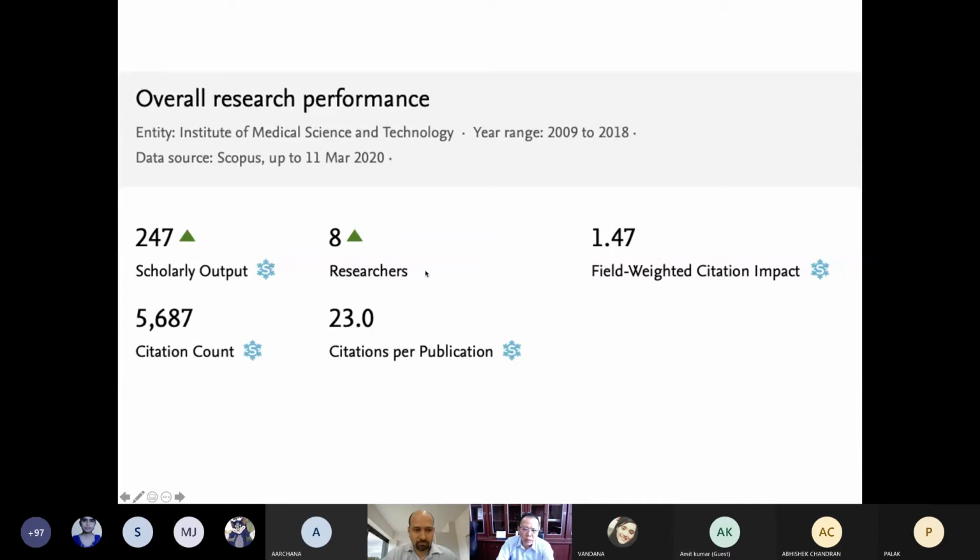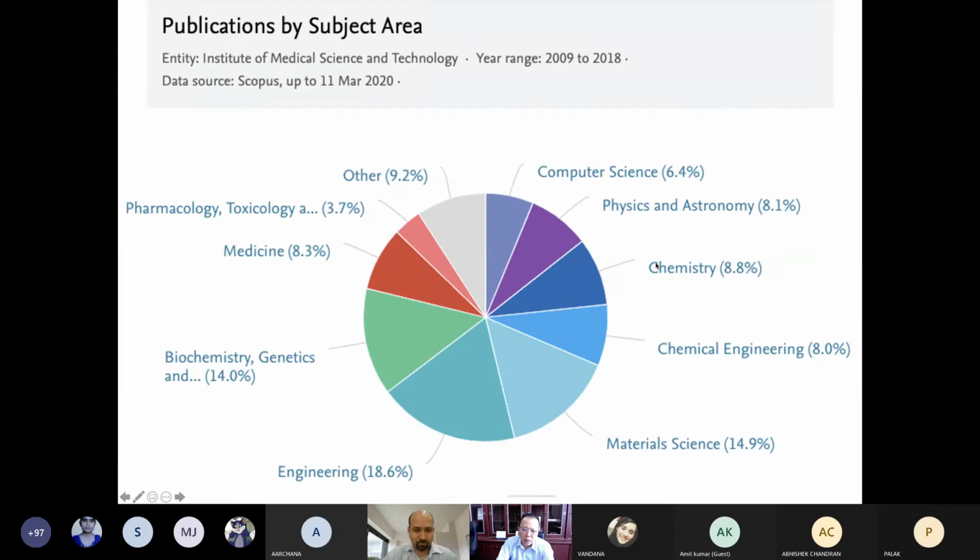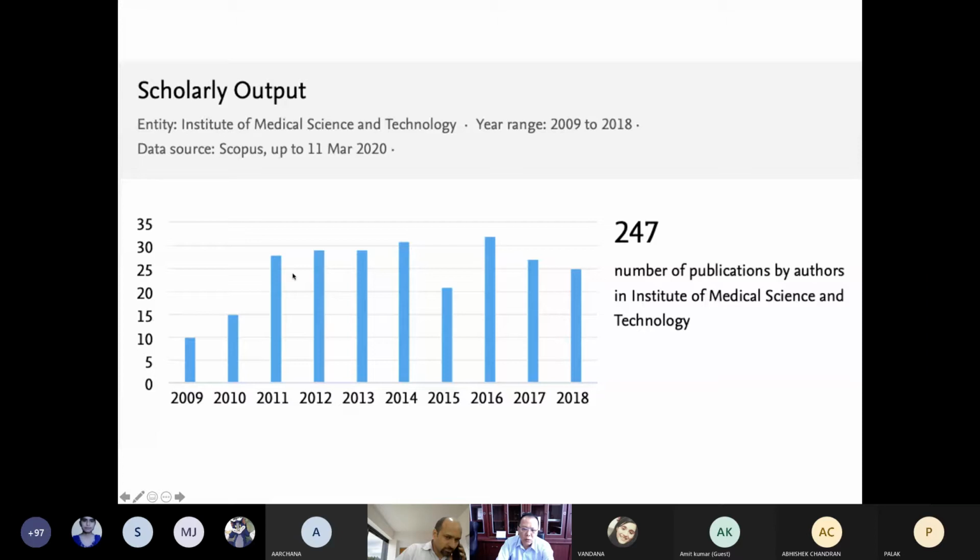So in our institute, we have 8 researchers, and as you can see, our papers are quite diverse. Okay, so we have computer science, physics, chemistry, chemical engineering, material science, engineering, biochemistry, pharmacology, cytology, and medicine. So I think we accept any kind of student, and you can find your own way in our institute. So this is the statistic data.